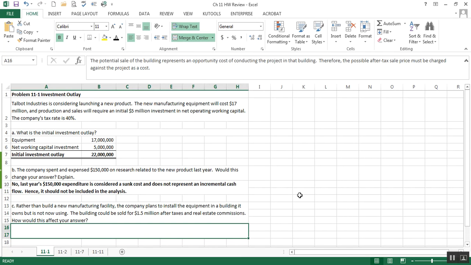And Part C asks us, rather than build a new manufacturing facility, the company plans to install the equipment in a building it owns but is not now using. The building will be sold for $1.5 million after taxes and real estate commissions. How would this affect your answer? This building and the potential sale of the building represents an opportunity cost of conducting the project in that building. It would be considered in our analysis, and the possible after-tax sales price must be charged against the project as a cost. It is a cost of doing the project because had we not done the project, we would be able to sell the building for $1.5 million after tax. It is relevant to our decision and should be included as a consideration.